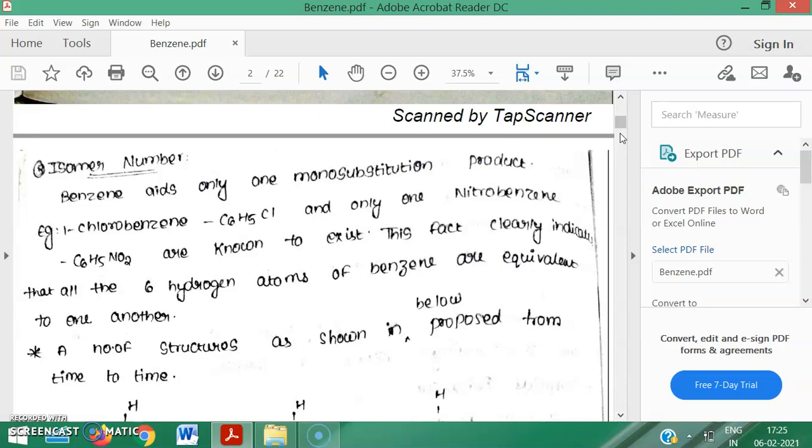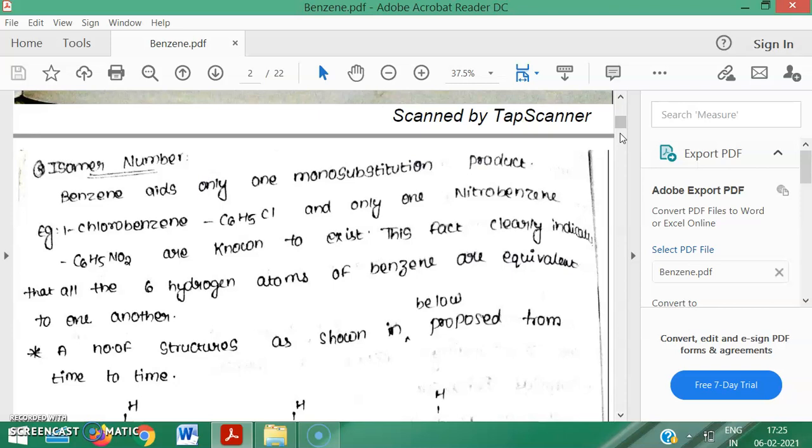So coming to isomer number, benzene yields only one monosubstitution product. Only one chlorobenzene and only one nitrobenzene are known to exist. This fact clearly indicates that all the 6 hydrogen atoms of benzene are equivalent to one another. A number of structures, as shown below, were proposed from time to time. So the isomer number means it has C6H6. If alkene type and alkane type hydrogens are there, they can go different types of substitution and give different isomers.